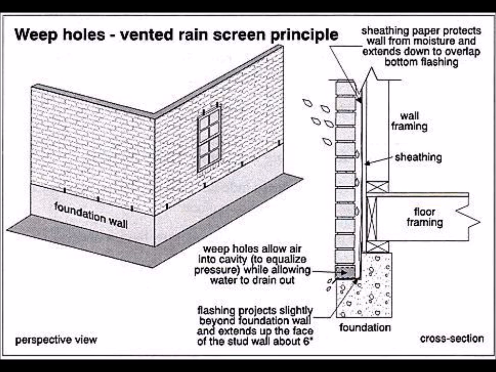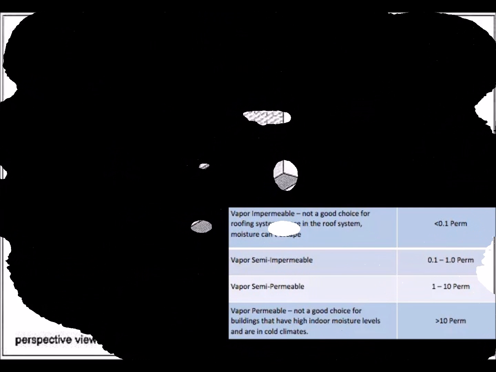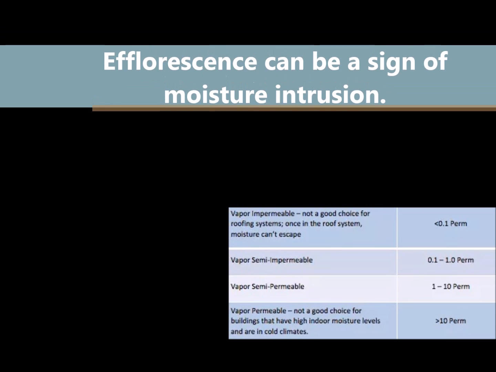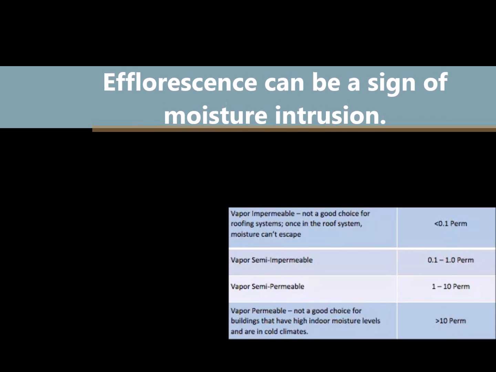Efflorescence is the dissolved salts deposited on the surface of any porous material, such as concrete or brick. Essentially, it's what's visible after the evaporation of the water in which it was transported. The moisture that creates efflorescence often comes from groundwater, but it could also come from rainwater too. Efflorescence alone does not pose a major problem, but it can be an indication of moisture intrusion.